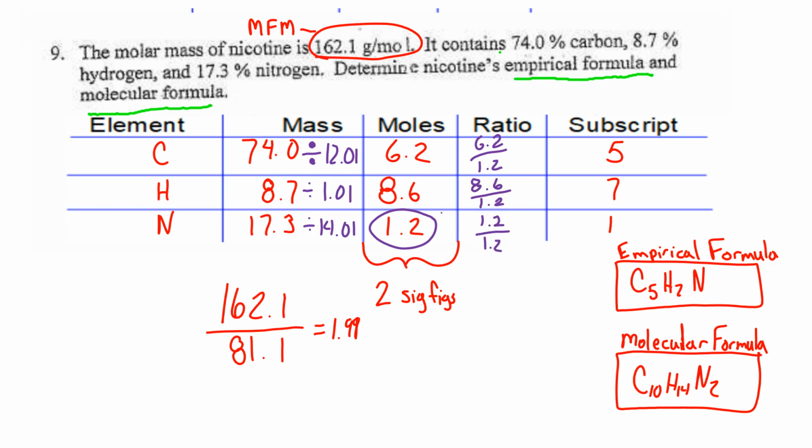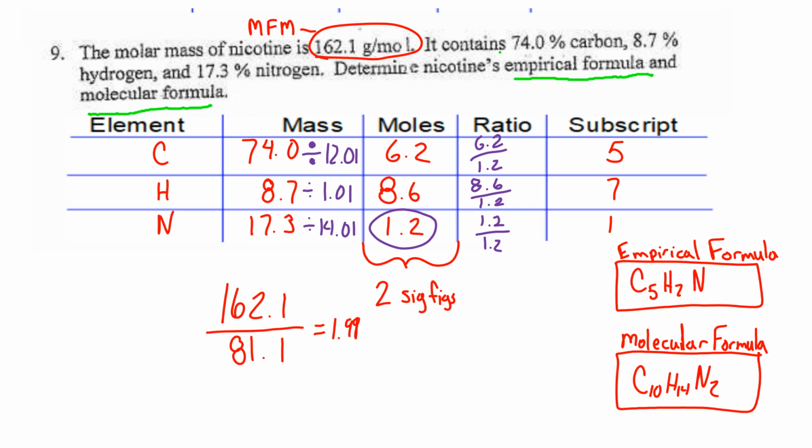Now, when you do this one, you get like 5.117, something like that. You get 7.1 something there, and then you get a 1 there. So my empirical formula ends up being C5H7N.